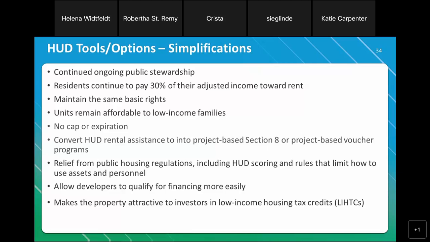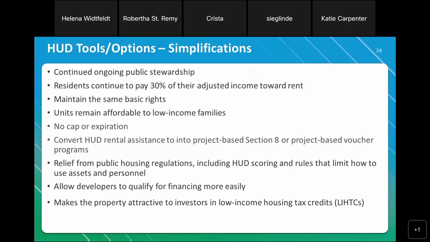Convert the HUD rental assistance into project-based Section 8 or the project-based voucher program, as I've talked about, the PBV versus the PBRA, and the relief from the public housing regulation, that side of the house, and the HUD scoring that we may dread, but those rules that limit us on how we can use the assets and the personnel. It allows developers to qualify for additional financing. It makes it easier under that particular model on the RAD conversion. And I had mentioned the LIHTC program. So it's very appealing, very attractive to many investors.